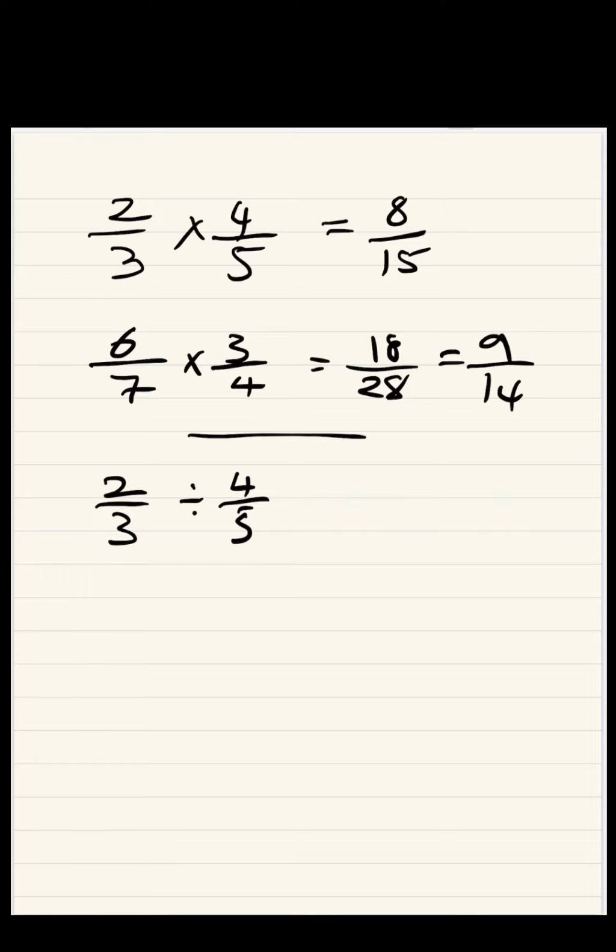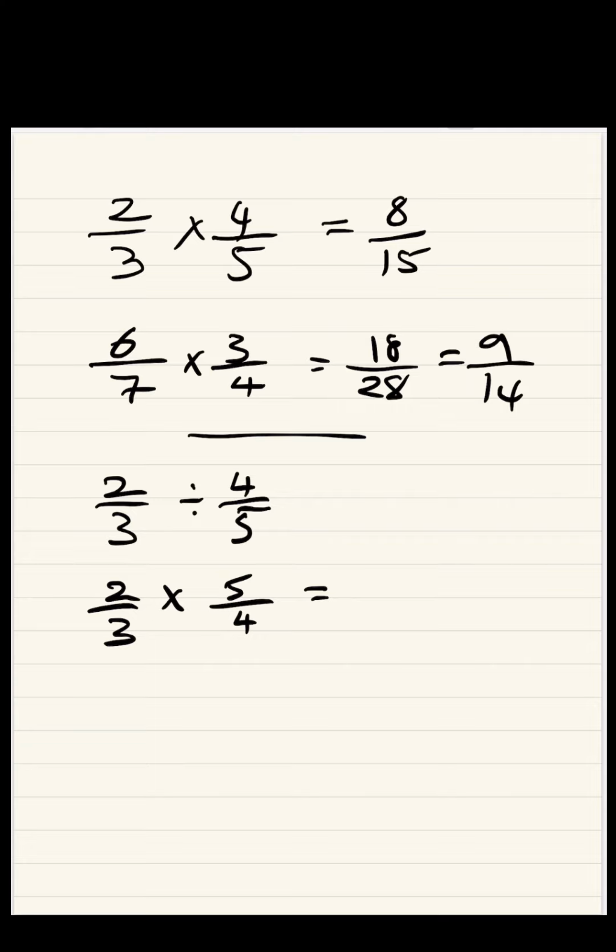We want to use a common method, which is to keep the first fraction as it is, flip the second fraction into what we call a reciprocal, but basically means turning it upside down, and then change the sign into a multiplication. Now we can follow our multiplication rule.